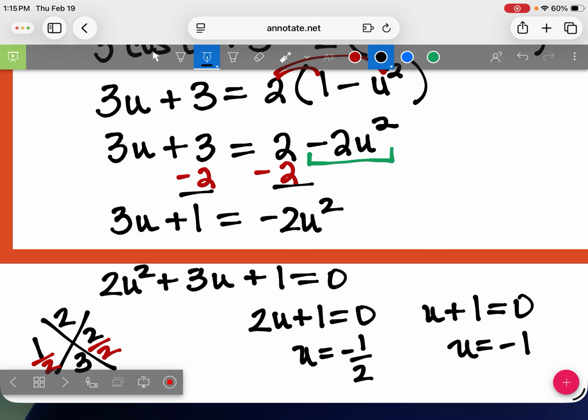Okay, when you get your 2 solutions, raise your hand and I'll see if you have the same solutions I came up with.